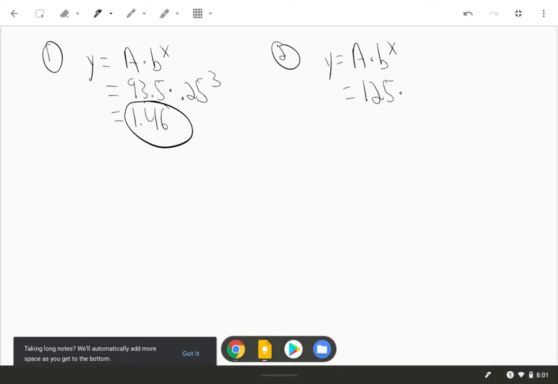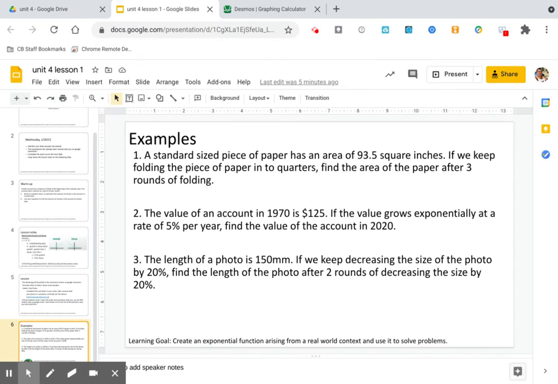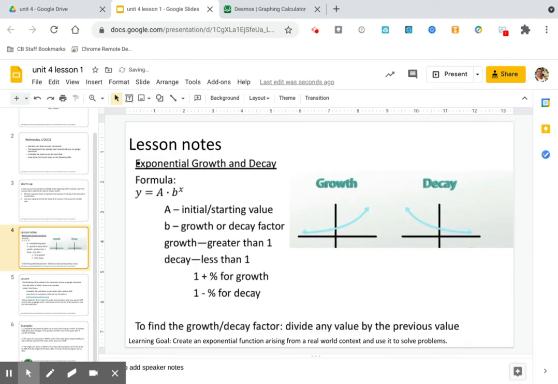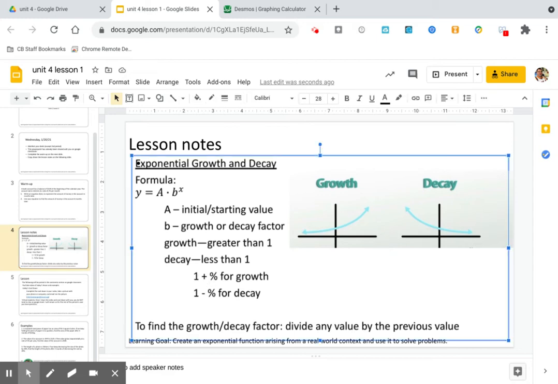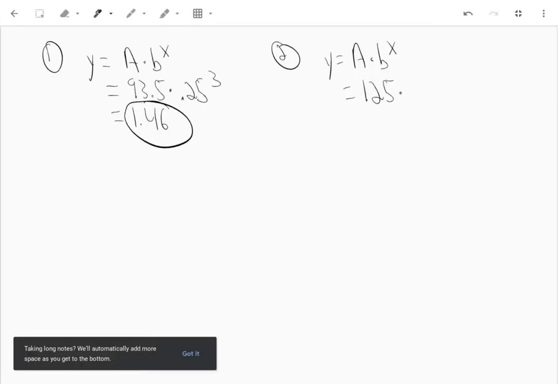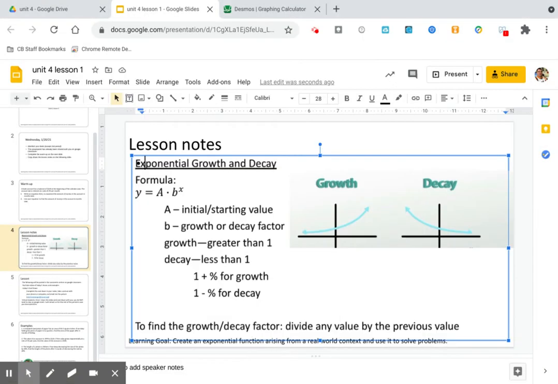Okay. Our B value. Okay, the value grows exponentially at a rate of 5% per year. So 5% per year, it's growing. So that means our growth factor is going to be 1 plus 5%. 1 plus 5%. So 5% is 0.05. So 1 plus 0.05 is 1.05. So my B value is 1.05.